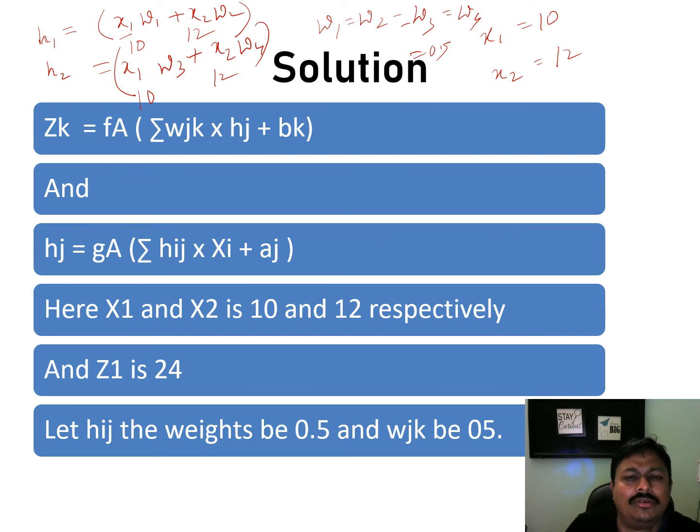So what will be your H1? It will be 5 plus 6, 11. Here also it will be 11 because these W's are the same, right? Now you have found out that H1 and H2 are 11, because 10 into 0.5 is 5, 12 into 0.5 is 6, and if you add it, it becomes 11.